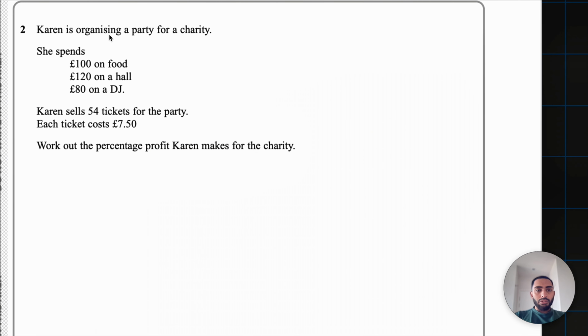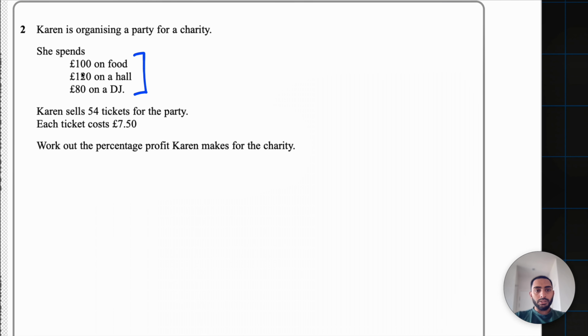Question 2. Karen is organising a party for a charity. She spends £100 on food, £120 on a hall and £80 on a DJ. Karen sells 54 tickets for the party and each ticket costs £7.50. Work out the percentage profit Karen makes for the charity. Let's first work out the total costs. So we're going to add up all of these together.